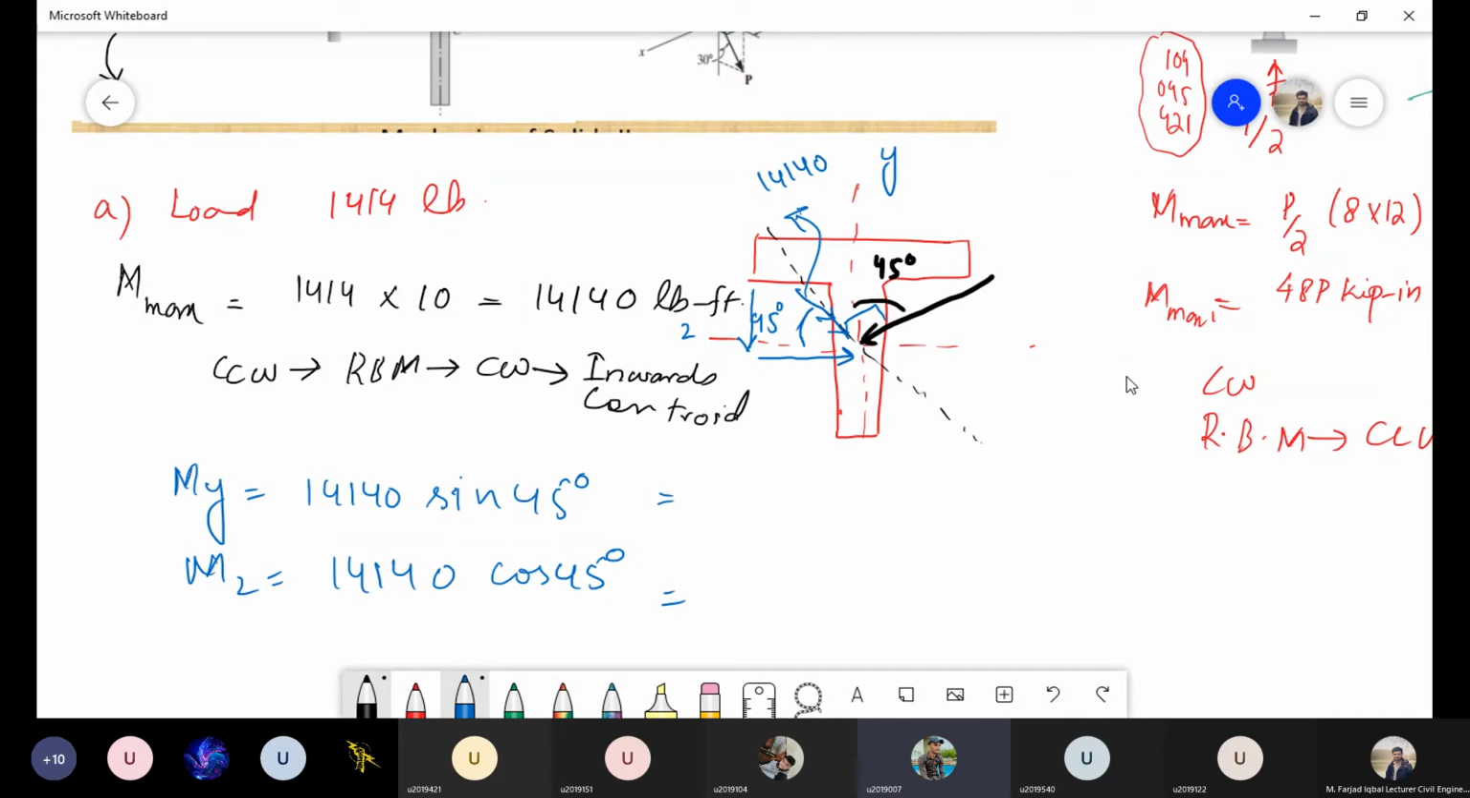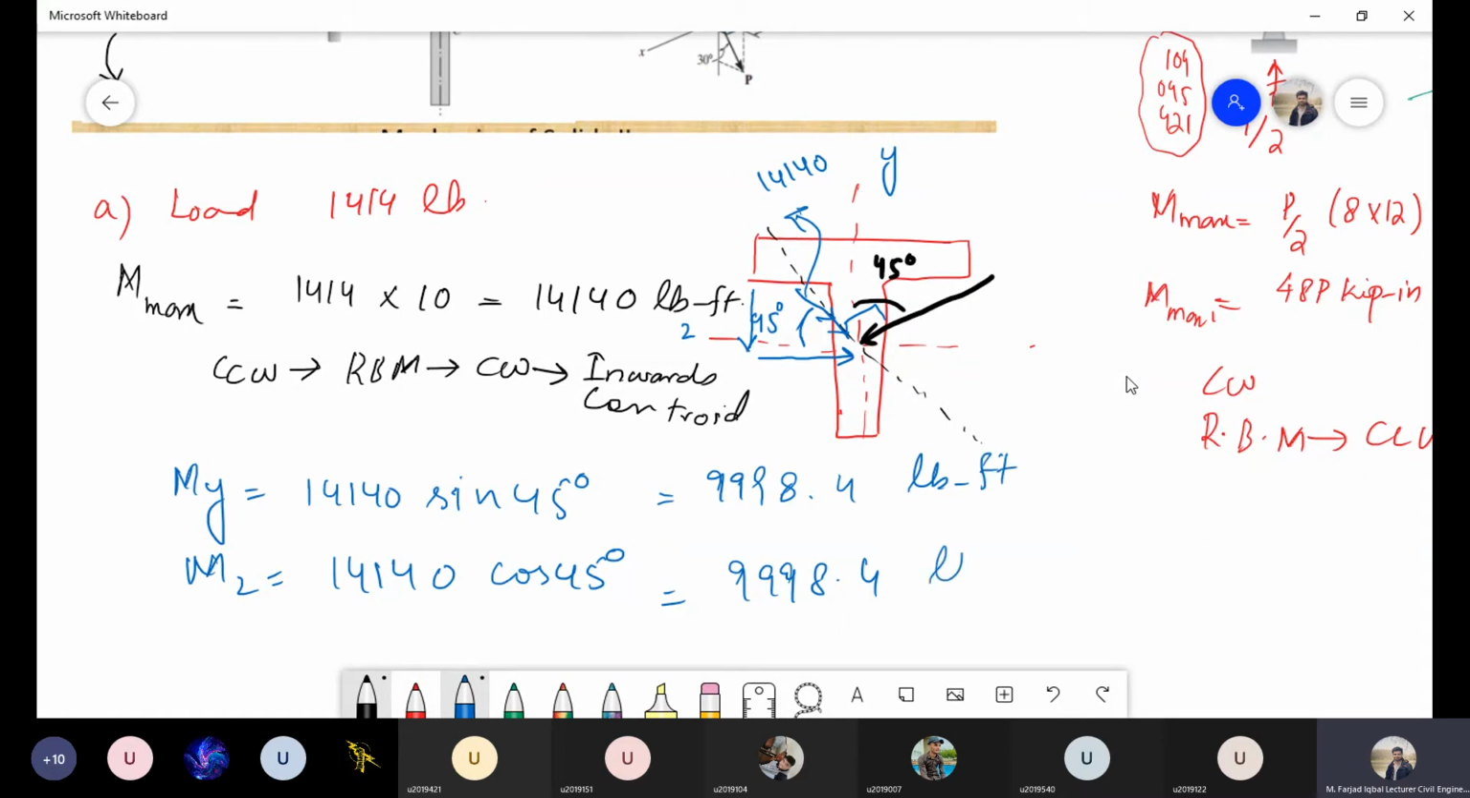So 8.49. Okay. And for this one also we will get the same answer in pound feet. And this one is also in pound feet.